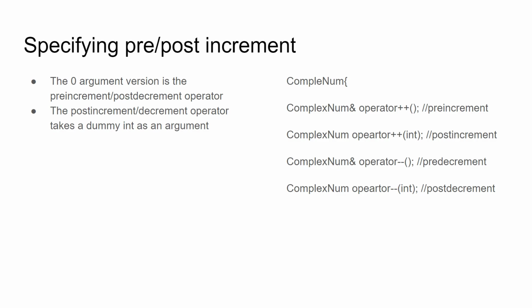One other thing that you might be interested in is there's pre-increment and post-increment, like plus plus A and A plus plus. How do you specify the different versions? The pre-increment version receives no arguments. So operator plus plus, that's the pre-increment. If you want to do the post-increment version, you put a dummy integer variable in there. So the function receives an integer. It's not actually going to get anything there, but this is how we know that it's going to be the post version as opposed to the pre version.